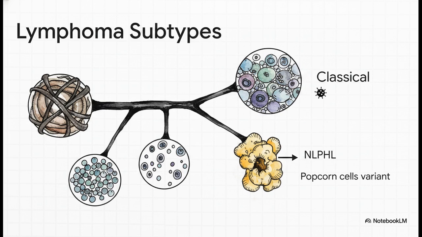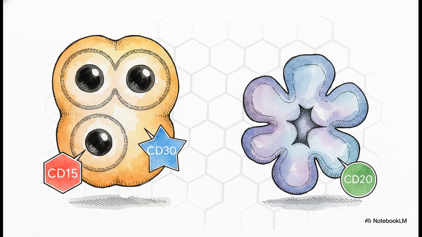Now, outside of that classical 95%, we have the rare nodular lymphocyte-predominant Hodgkin lymphoma, or NLPHL for short. Instead of those classic owl's eyes, NLPHL features variant RS cells that are commonly referred to as popcorn cells. So the crucial point here is how you definitively identify these on a molecular level. This is an absolute must-know exam pearl. Classical Hodgkin lymphoma will stain positive for CD15 and CD30.